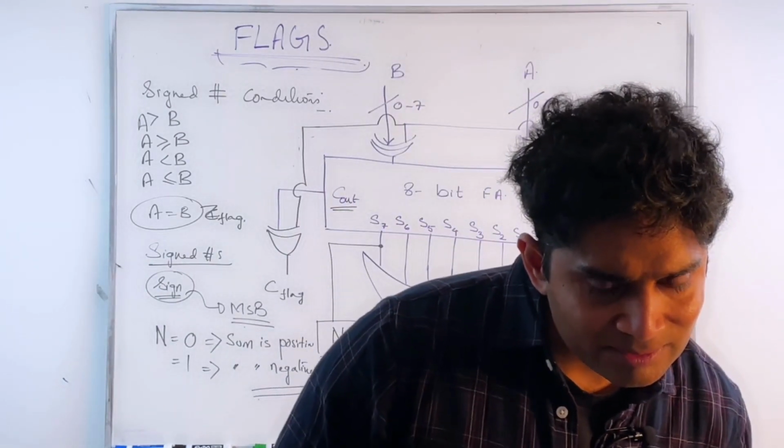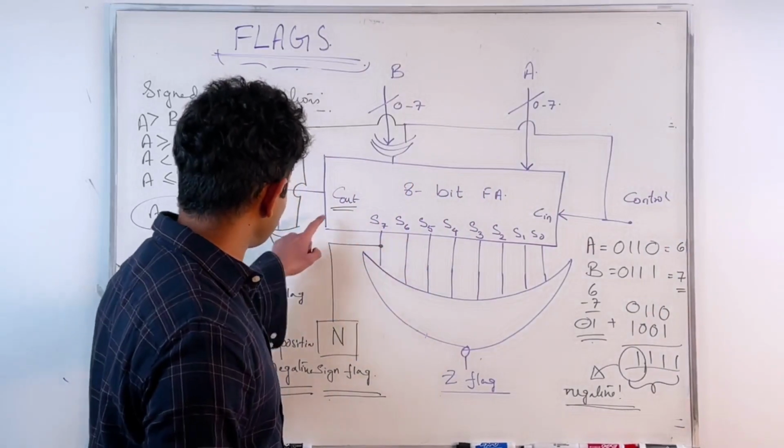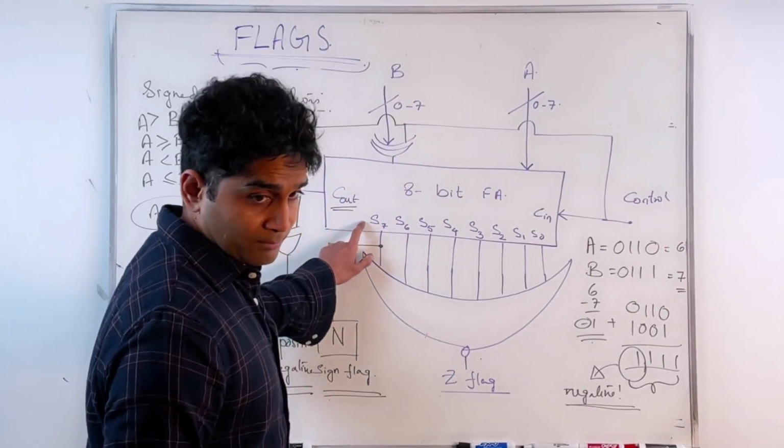So S7 is one of the last C out, right? No, S7 is the sum. That is my C out. S7 is the sum.